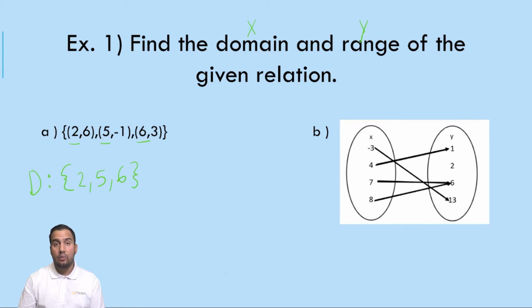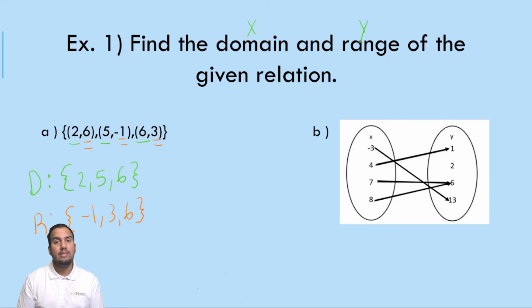I'm then going to move on to range. What's range again? What letter? Range is my Y. So I'm going to look at every single Y coordinate or Y part of the coordinate. Now I'm going to write it in order from least to greatest. So it's going to be bracket, -1, 3, and 6. And that's how I write my domain and range.